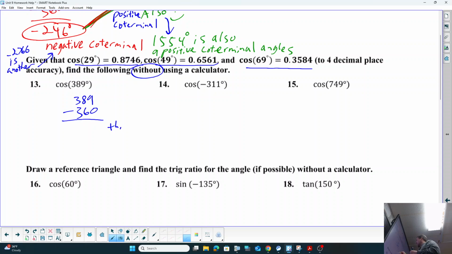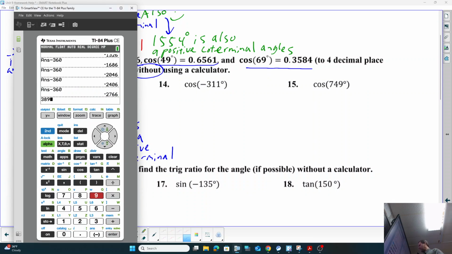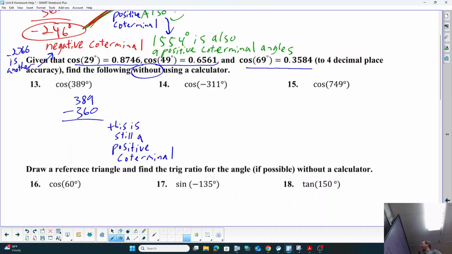So this is still a positive coterminal angle, because it's not negative, it's positive. Okay, here we go. 389 minus 360 is 29. So that's going to be 29 degrees. And we know what cosine 29 degrees is. We got it right here. So the answer is just 0.8746. Super easy.